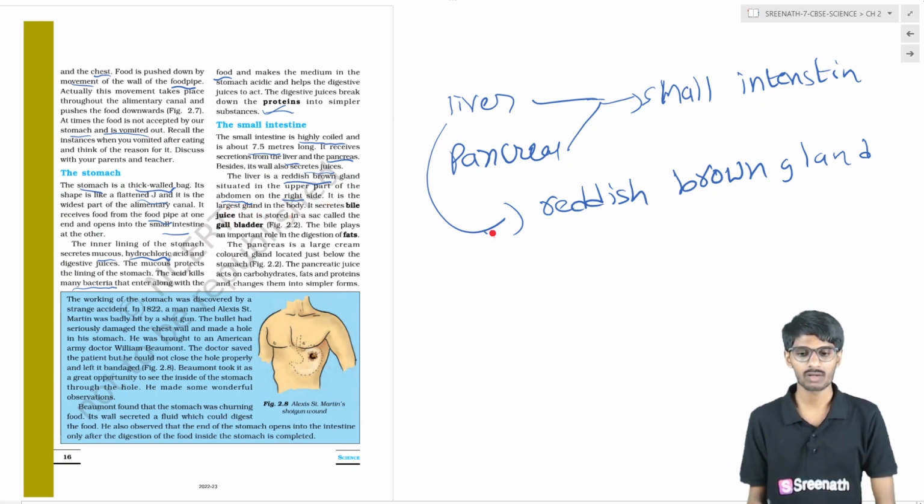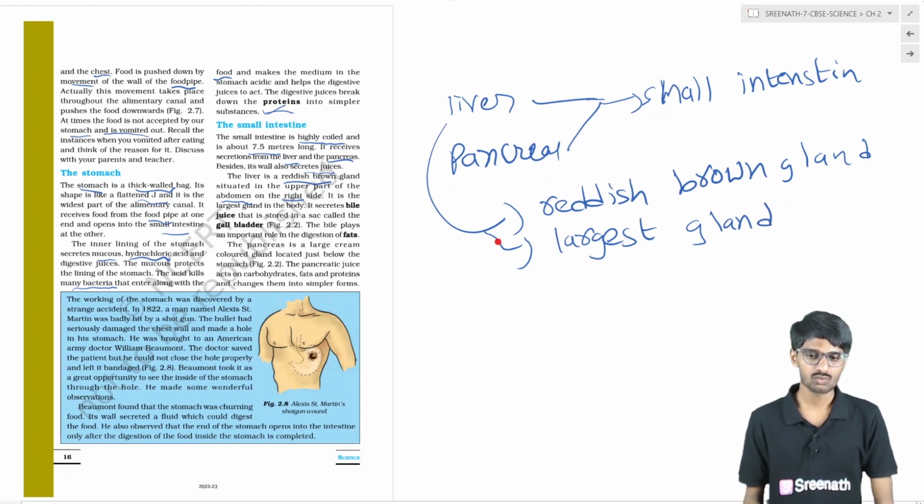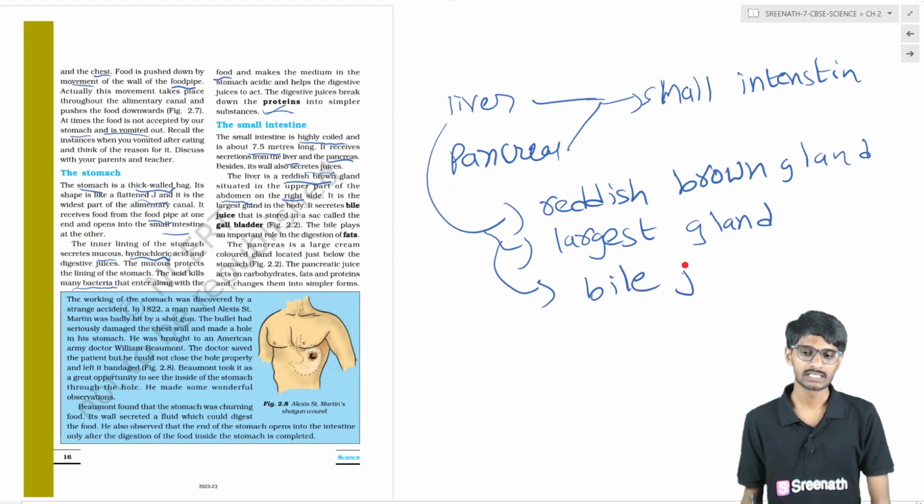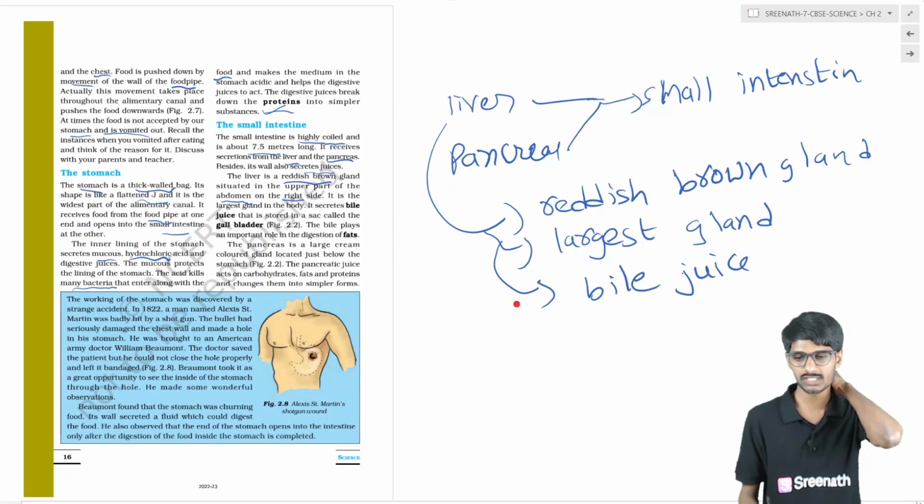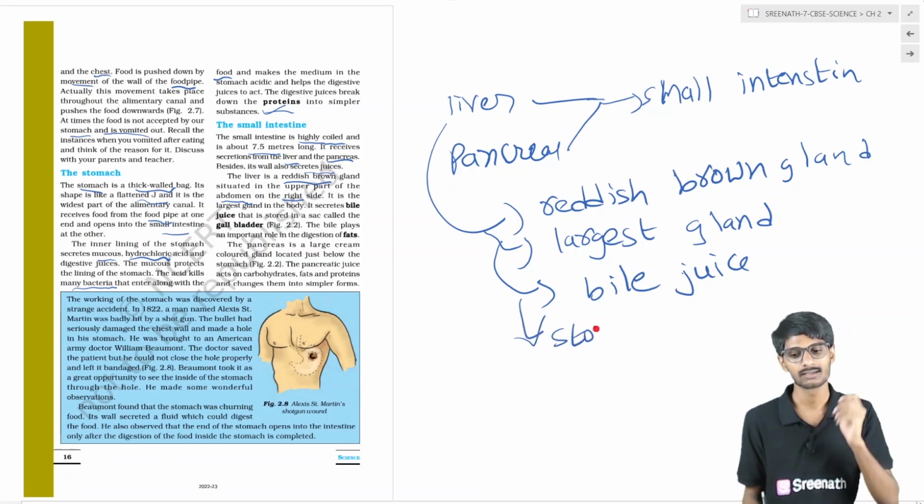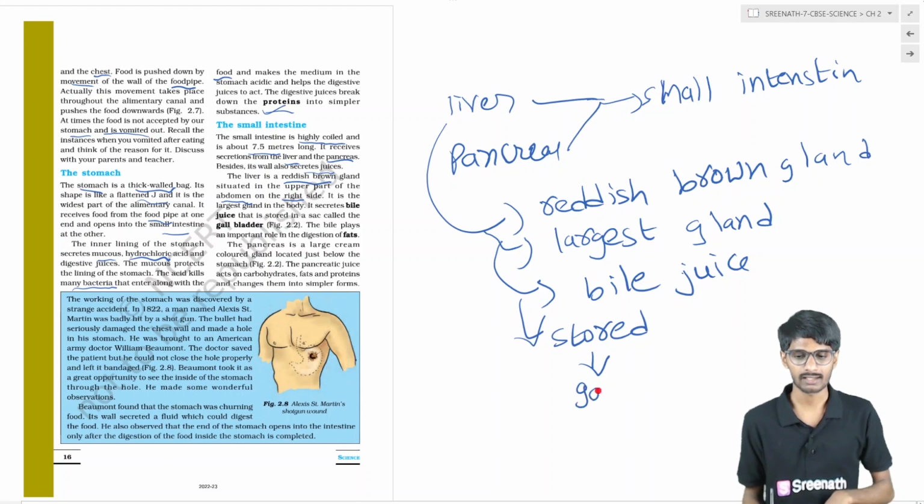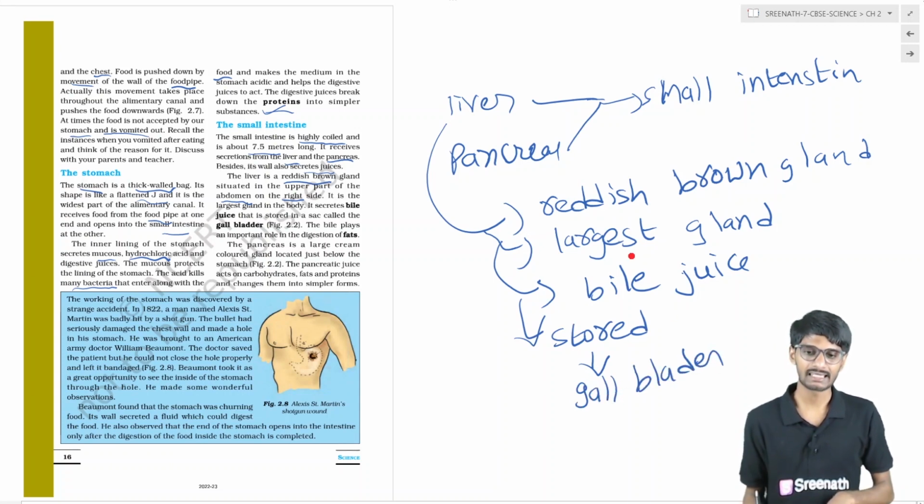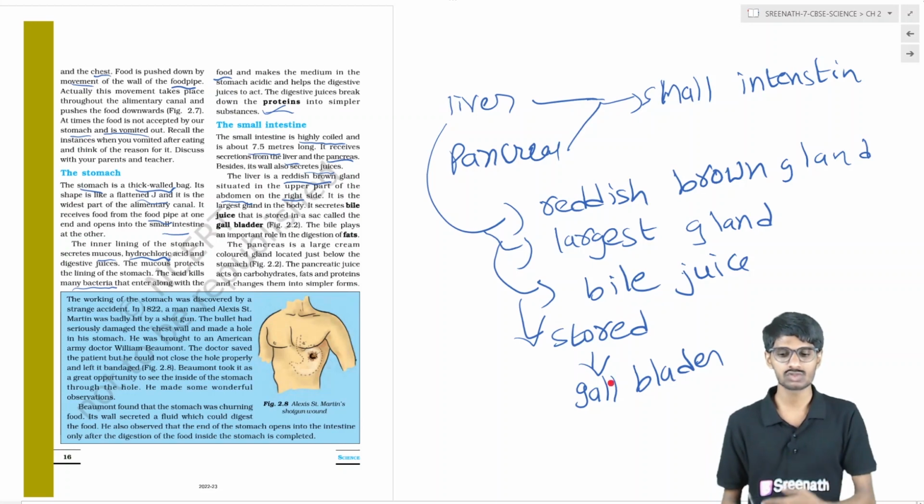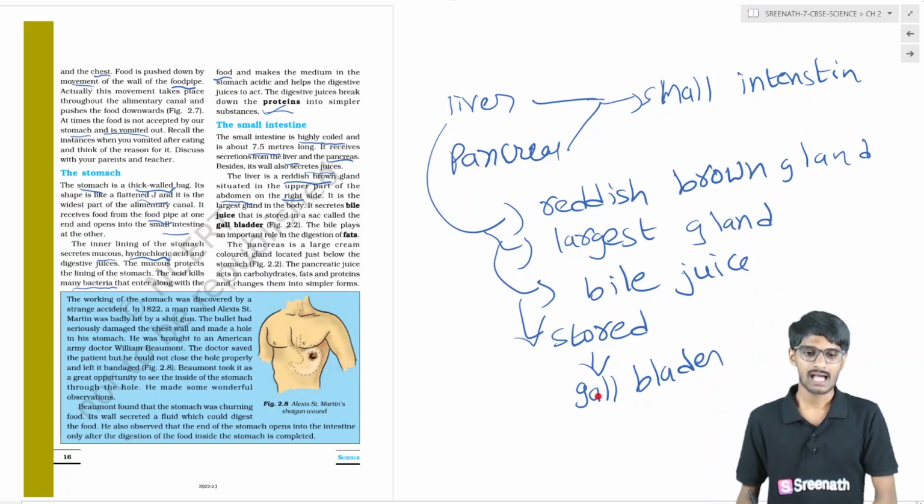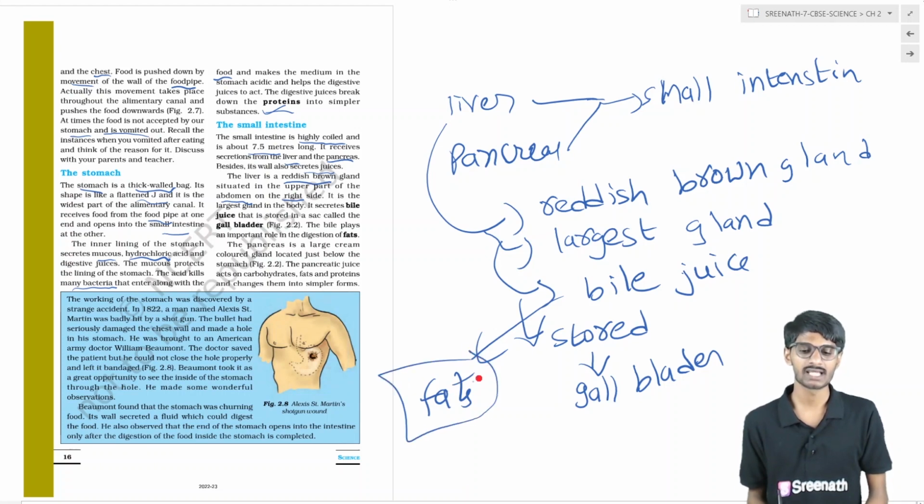What is one more thing about the liver? It is the largest gland. What else does it do? It secretes bile juice, and this bile juice is stored in the gallbladder. So the juice released by the liver is bile juice, and that juice is stored in the gallbladder. The bile plays an important role in digesting fats. This bile juice helps in digesting fats.